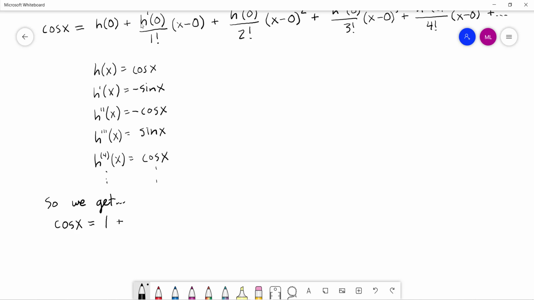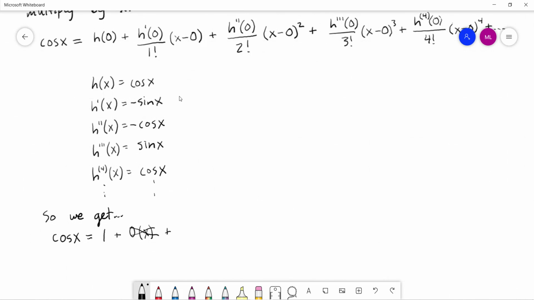Plus h prime of 0 over 1 factorial. Here's h prime. It's negative sine of x. So I need to plug in 0 here. What is h prime of 0? It's negative sine of 0. The sine of 0 is 0. And so this term is technically negative 0, but it doesn't matter. 0 over that 1 factorial times x. I'm going to stop writing all the minus zeros that we've got here. So this whole term is gone. It's 0. Plus, now I need this term.